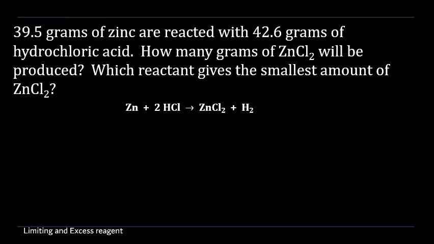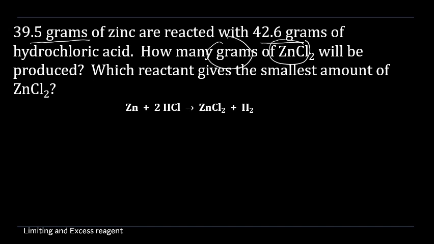Here is another question. 39.5 grams of zinc are reacted with 42.6 grams of hydrochloric acid. How many grams of ZnCl2 will be produced? Which reactant gives the smallest amount of product? That means we have to find the limiting reagent, and they specifically say which product we have to consider, that is ZnCl2. So I will first find with the Zn, and then I will find with the hydrochloric acid, and then I will see which one gives the lowest amount. Since they said grams, I will find the mass instead of moles.